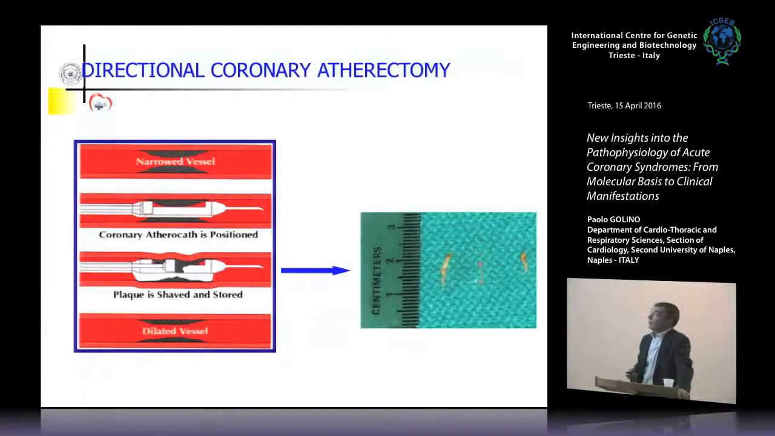And applying this technique to what a few years ago was a revascularization technique, which is a directional coronary atherectomy, which gave us the opportunity of getting some plaque fragments from human beings. This is the catheter used to cut the atherosclerotic plaque. Retrieving the catheter allowed us to have some fragments of the plaque, which are shown here.